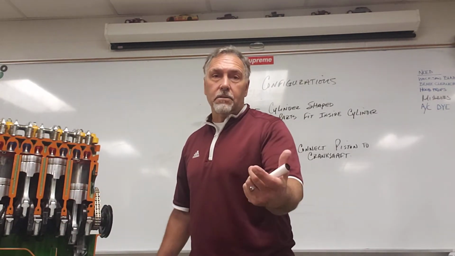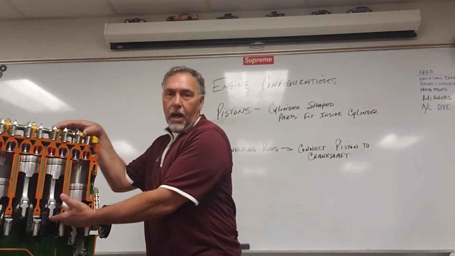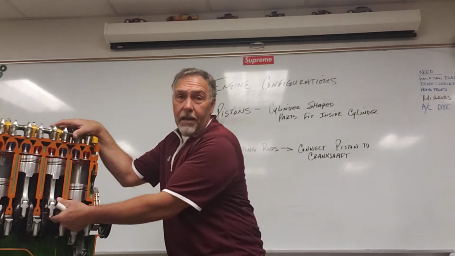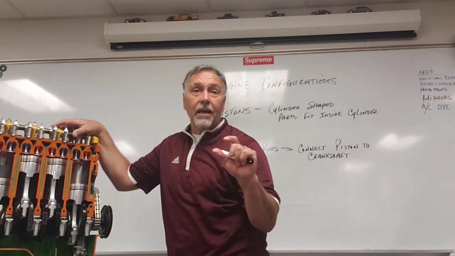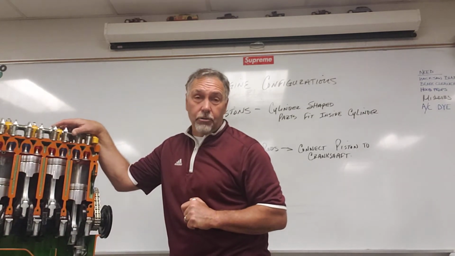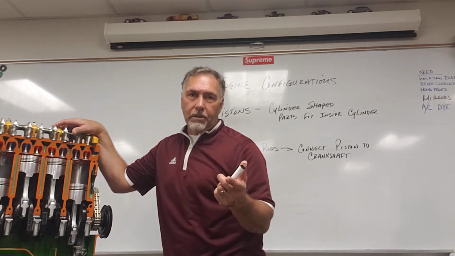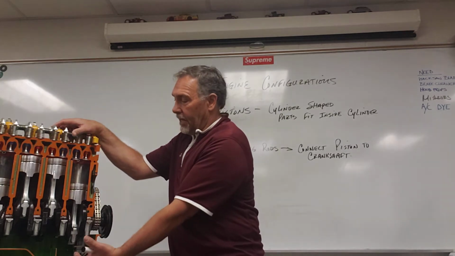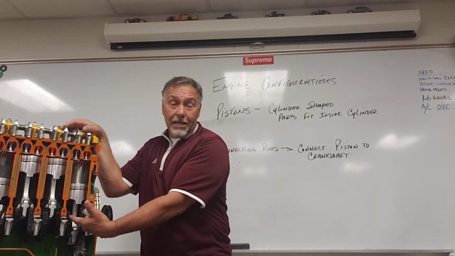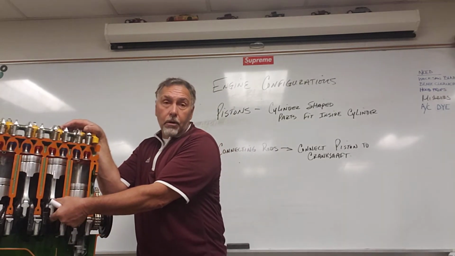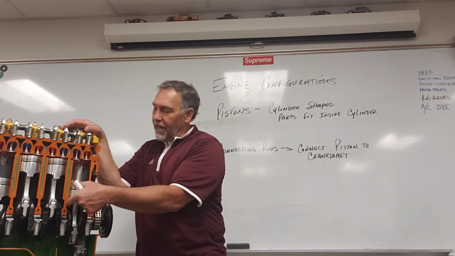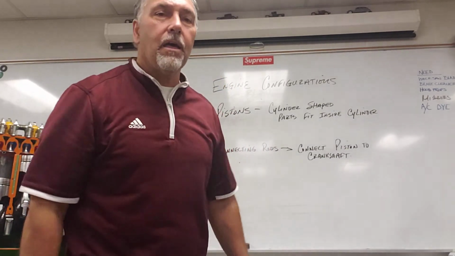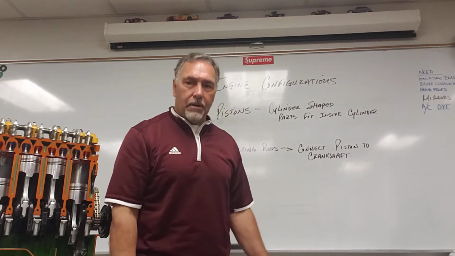Connecting rod bearings do the same thing. Connecting rod bearings will go in between the connecting rod and the crankshaft in the connecting rod journals of the crankshaft. Remember, we talked about main bearing journals. That's the area where the crankshaft is mounted to the engine block. The connecting rod journals is the area that the connecting rods are mounted to the crankshaft. That's the area that the connecting rod bearings go.